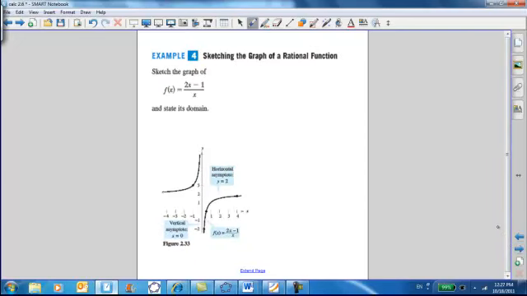Now this rational function is a little different. Sketch the graph of 2x minus 1 over x. Again, the domain restriction is going to be that x cannot equal 0, and that creates the vertical asymptote as well. Vertical asymptote at x equals 0, like that. And let's get our x-axis back in there.